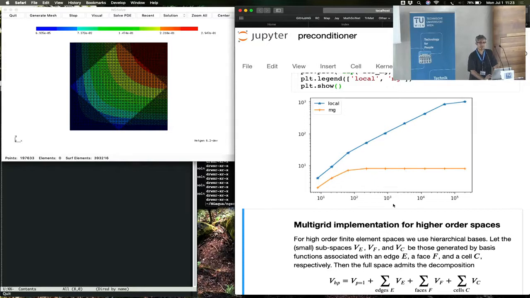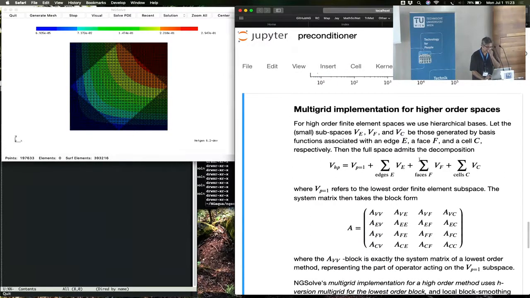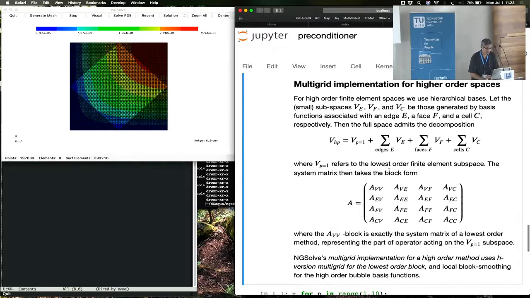If you wish to visualize in matplotlib, this is how the iterations go. The number of iterations in multigrid becomes essentially constant, whereas the other ones keep on increasing with the local preconditioner. It keeps on giving an increasing number of iterations.